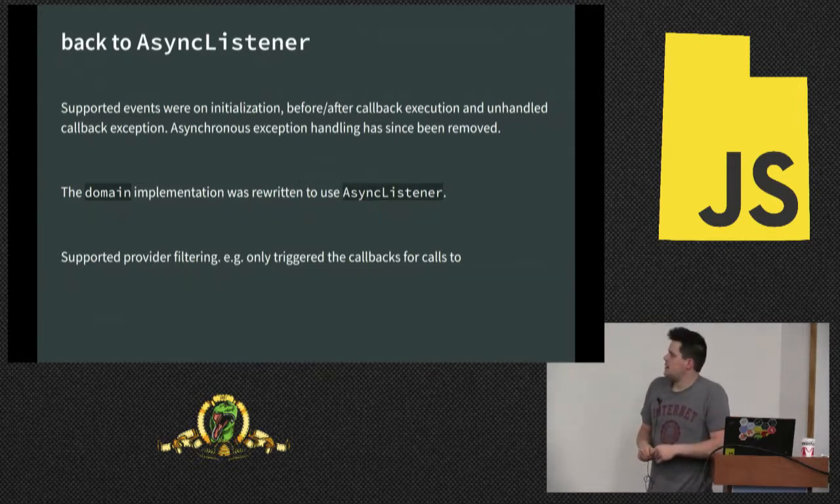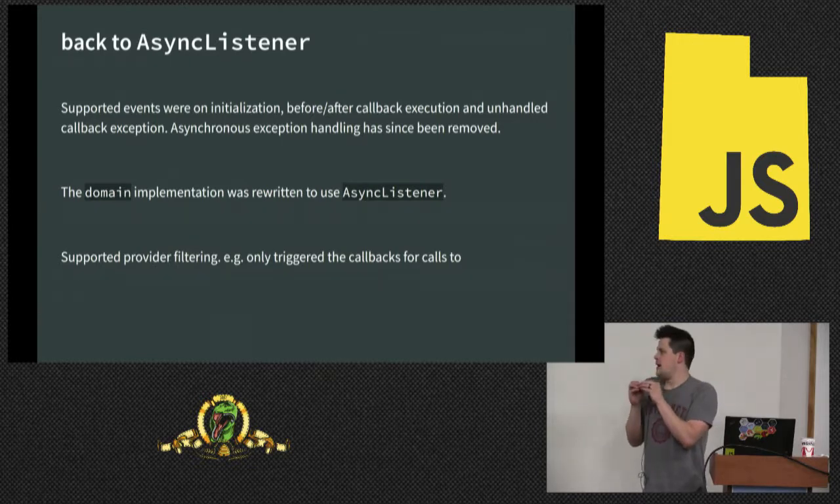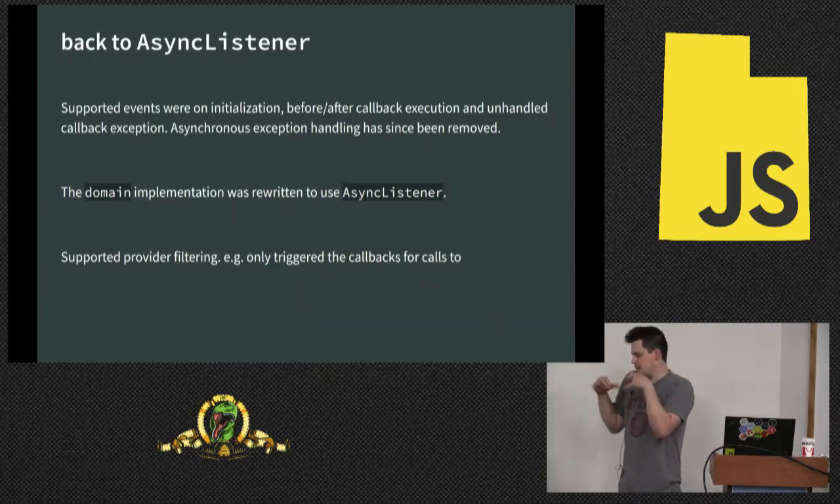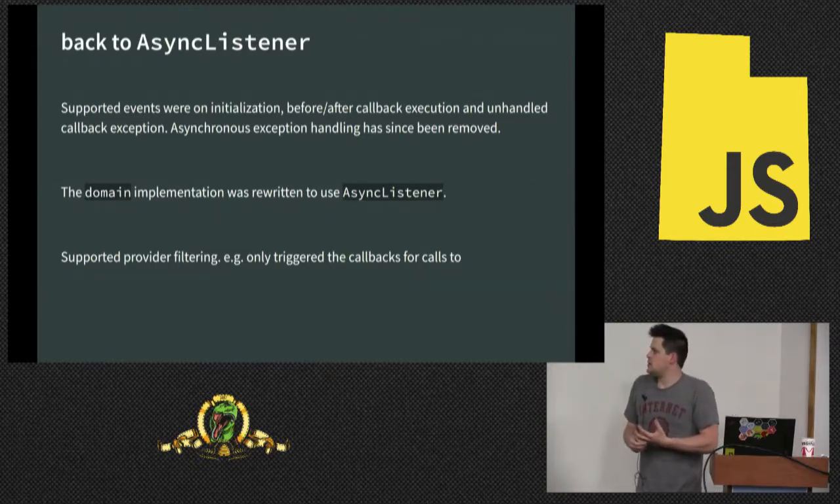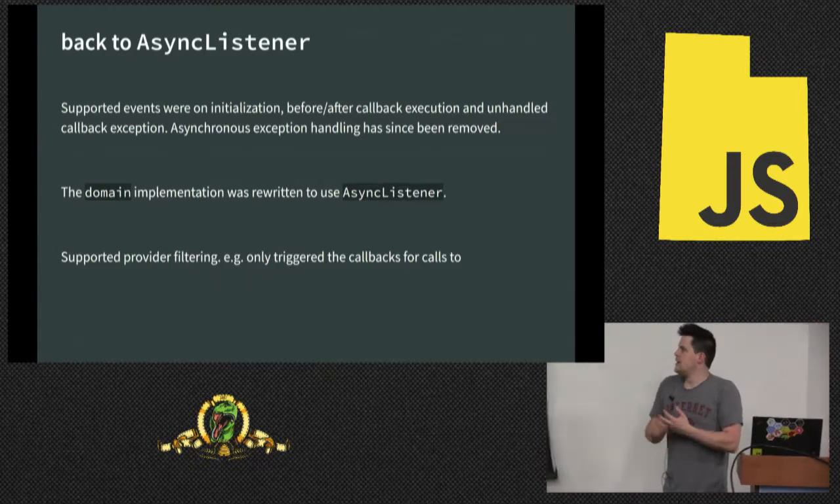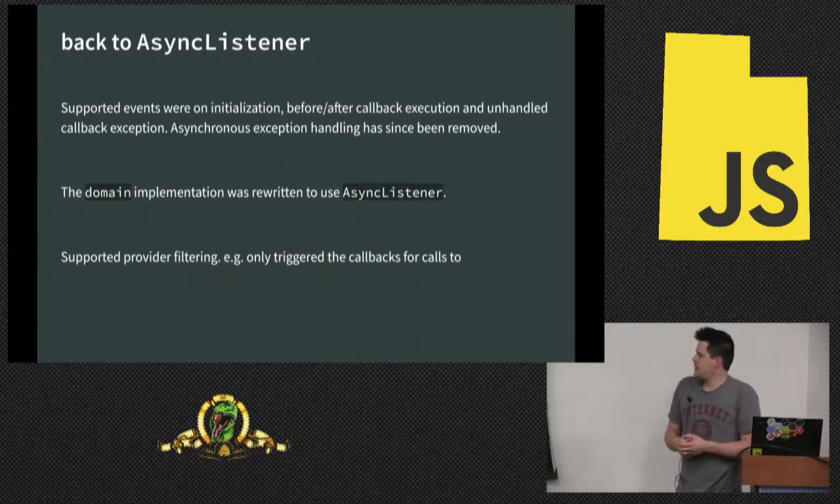The exception handling was removed, and it died a horrible death, as it should have. At that time, the domain module was re-implemented using AsyncListener, which was great because the domain code is intrusive, and it's like a parasite that is throughout core, and it just has to execute everywhere all the time, and it's just really ugly. So at the time, I rewrote domain to use AsyncListener instead.